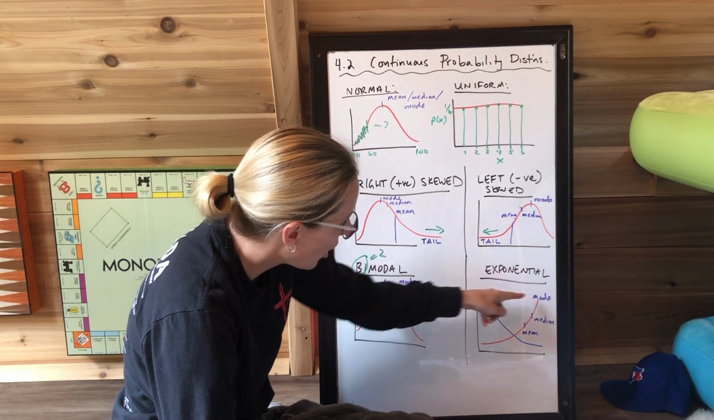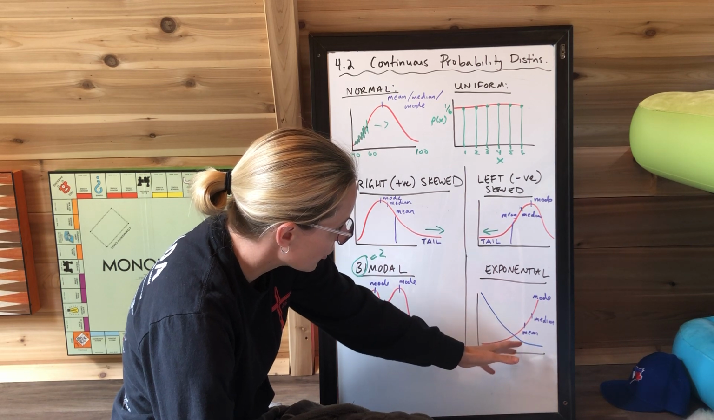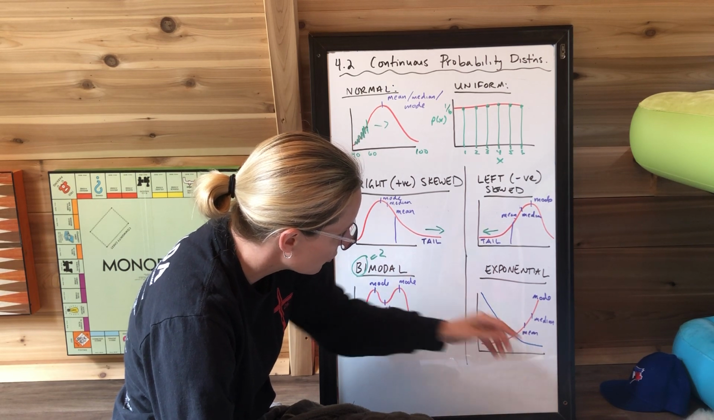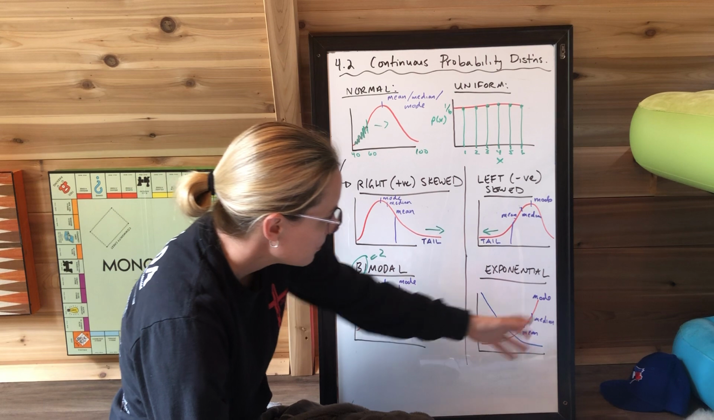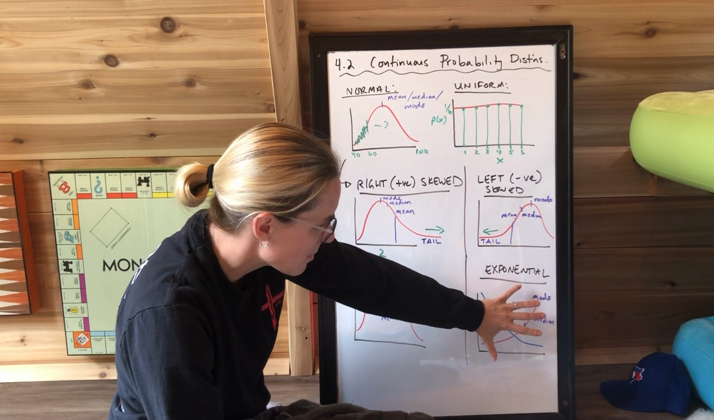The mode ends up being your high point, wherever it goes to, way at the end. The median is wherever you are in the middle here. I guess I should have put the median closer over here. And the mean is going to be the average again. So it's just another kind of messed up distribution.